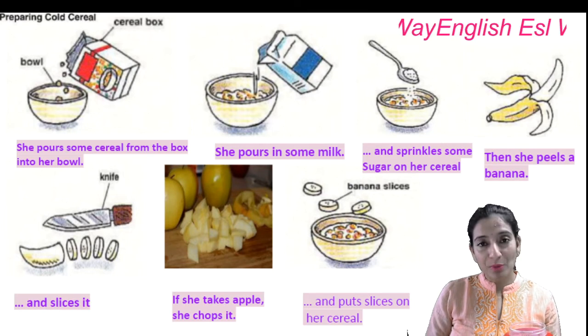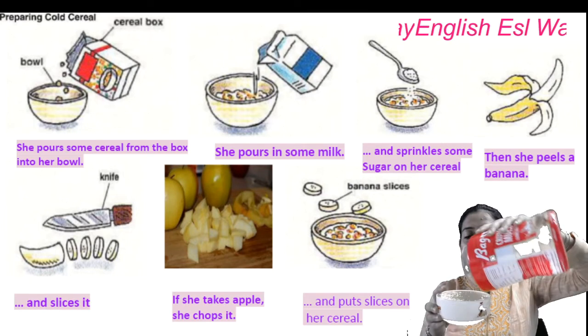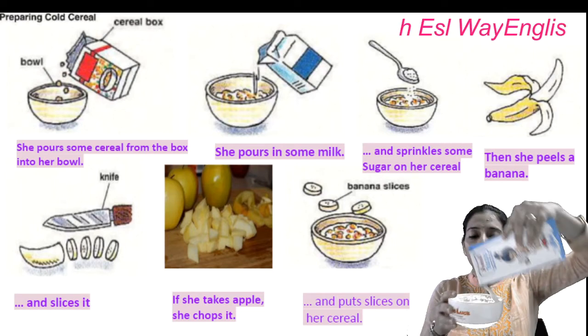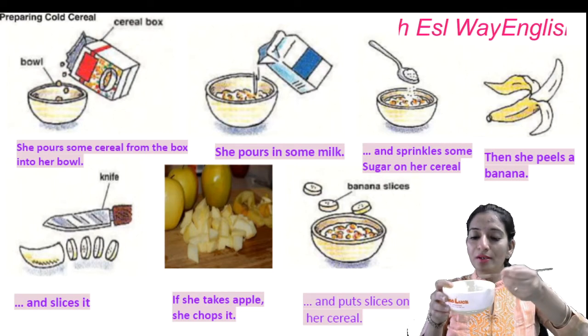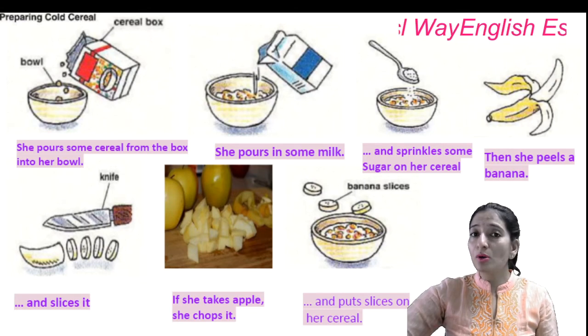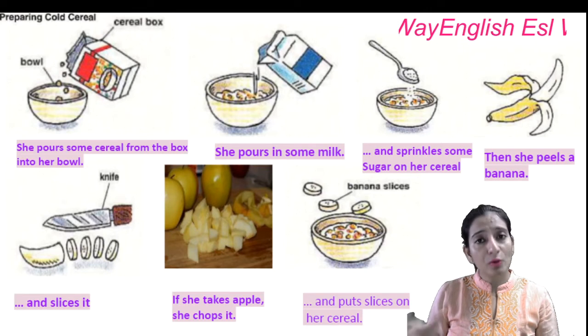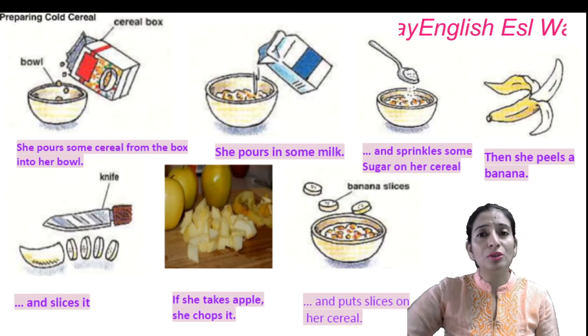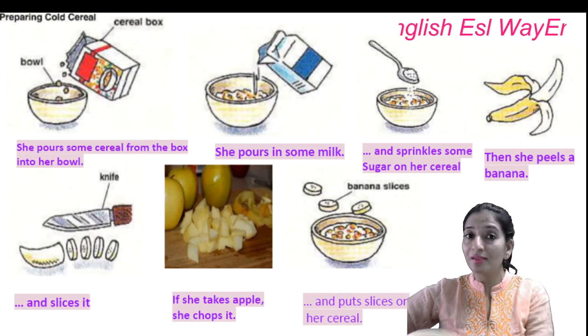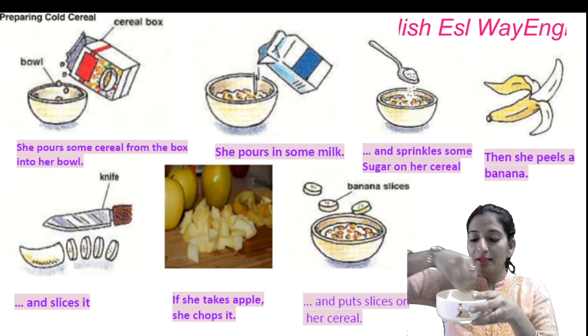So she takes the bowl and she pours some cereals into the bowl. And then she pours some milk and sprinkles some sugar on her cereal. So sprinkle means making small pieces fall over a wide area. For this purpose, you could use this spoon or a scoop, or you could use your hands to sprinkle something, to make it fall over a wide area like this.